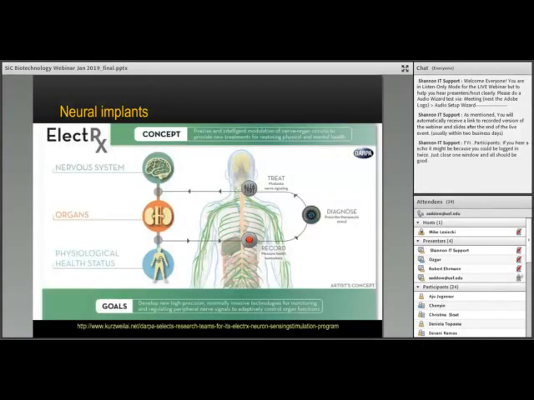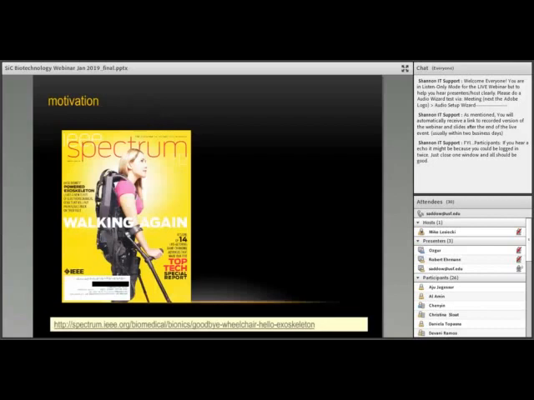So here's an example from DARPA of a program talking about electroceuticals, and gives you a very high altitude overview of the technology. But we're talking about the nervous system, which of course runs throughout our body, peripheral and central nervous system being our brain, organs, monitoring our health status, and of course we want to be able to monitor, record, and treat various conditions in the body. So neural implants are important for that.